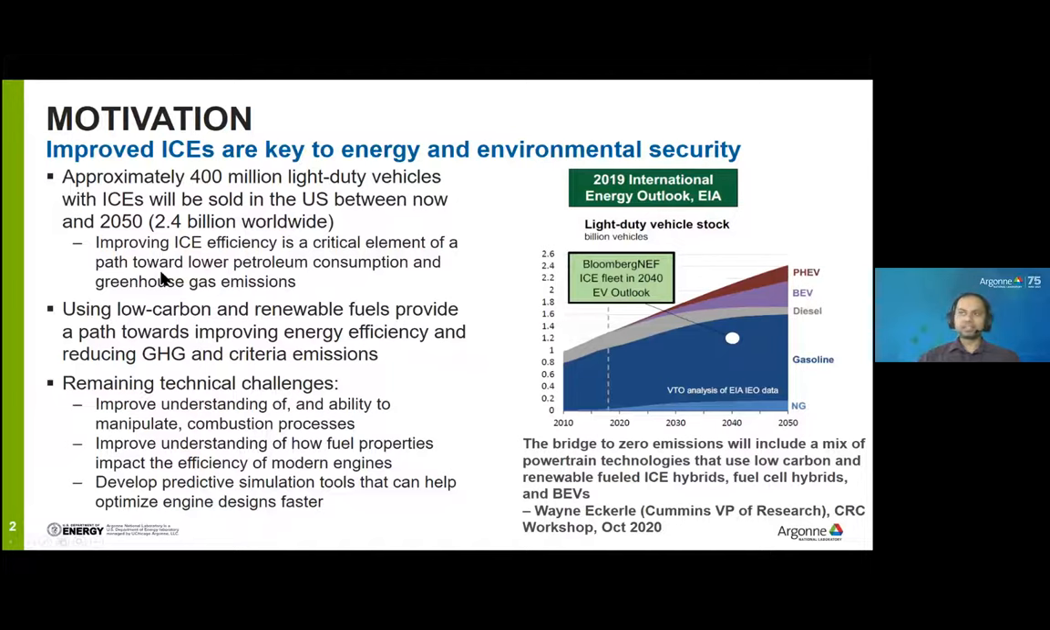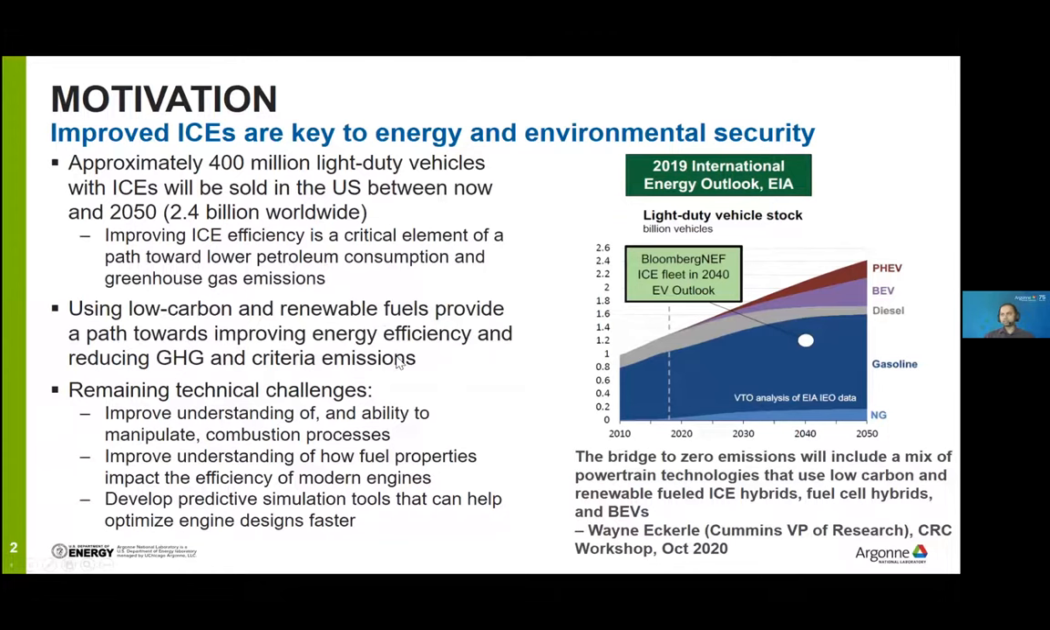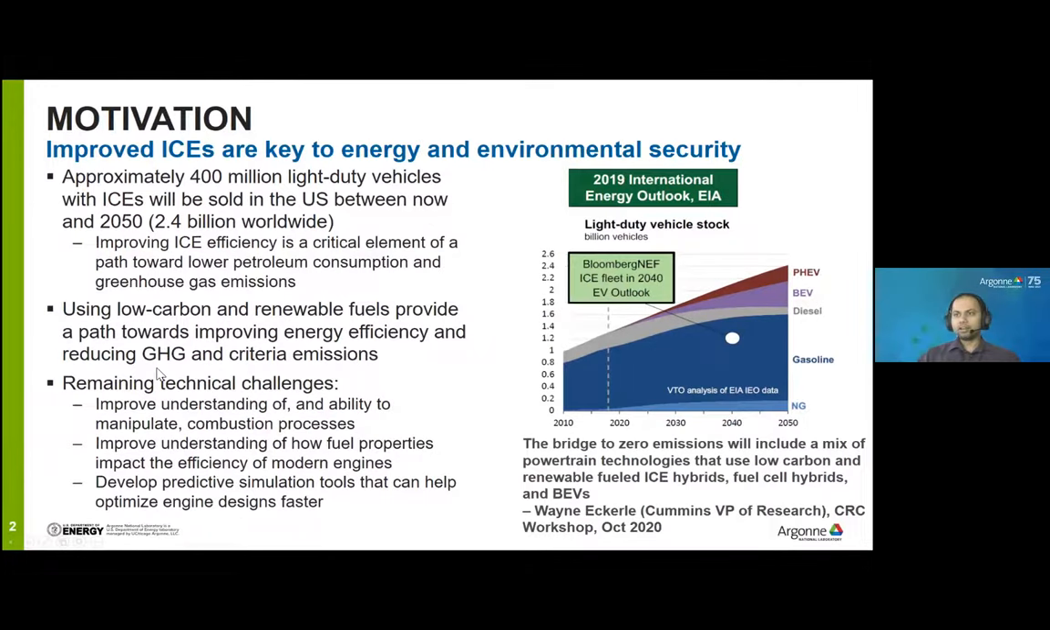But improving IC engine efficiency is a critical element of a path towards lower petroleum consumption and greenhouse gas emissions. And on top of that, as we move towards low carbon and renewable fuels, this would provide another straightforward path towards improving energy efficiency. So the remaining technical challenges to achieve these objectives are to improve understanding and ability to manipulate the combustion processes in these engines, improve understanding of how fuel properties impact the efficiency of modern engines, and also to develop predictive simulation tools that can help optimize engine designs faster.